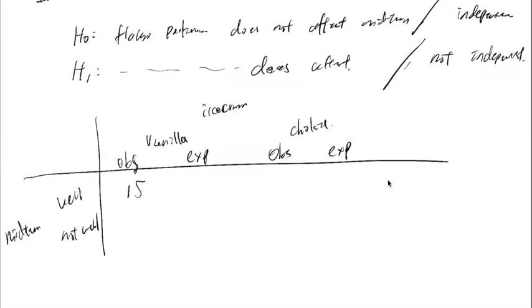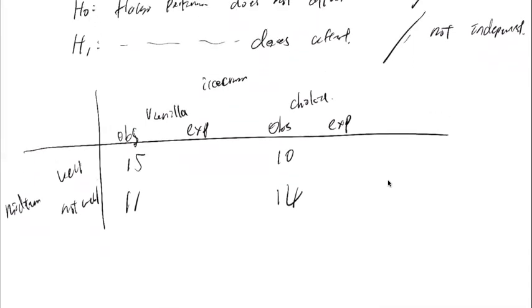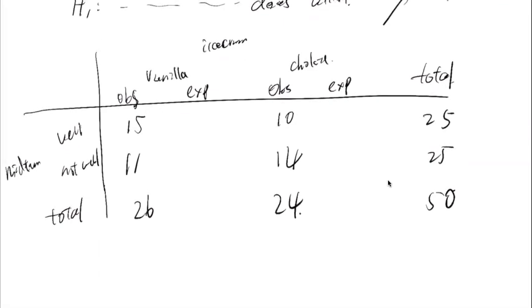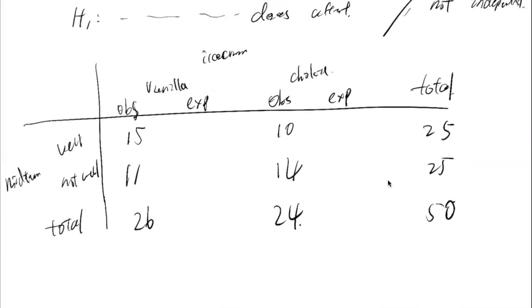So we're given that 15 did well and like vanilla, and 11 did not do well and like vanilla, and the others are for chocolate, and the rest is 14. So that's all the information we have, and on top of that we can add the totals, basically calculating each row and column. This is 25, 25, 50, 26, and 24. Okay, so that's all we have after reading the problem.